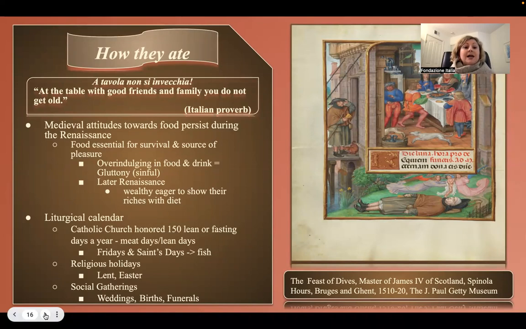So it was not really a source of pleasure. Overindulging in food was seen as a sin because it was equal to gluttony. But later in the Renaissance, this attitude towards food would change, especially among the wealthy, because they really were eager to show their wealth through their diet.